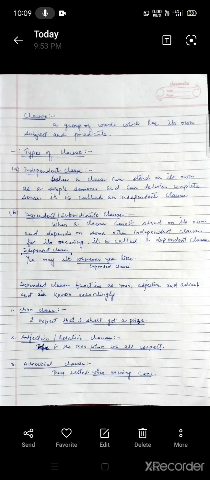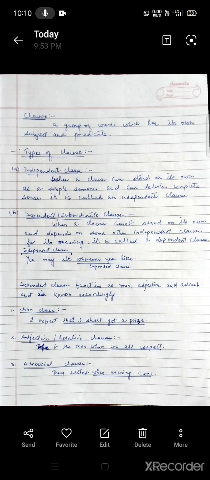So friends, in this way we can review the lecture. We can see that a clause is a group of words which has a subject and its predicate, and clauses might be of two types: independent clause and dependent clause. An independent clause can stand on its own. It is independent in nature and capable of delivering a complete sentence. The other one is a dependent clause, which cannot stand on its own and depends on the other part of the sentence. It is a part of a sentence, not a complete sentence in itself.